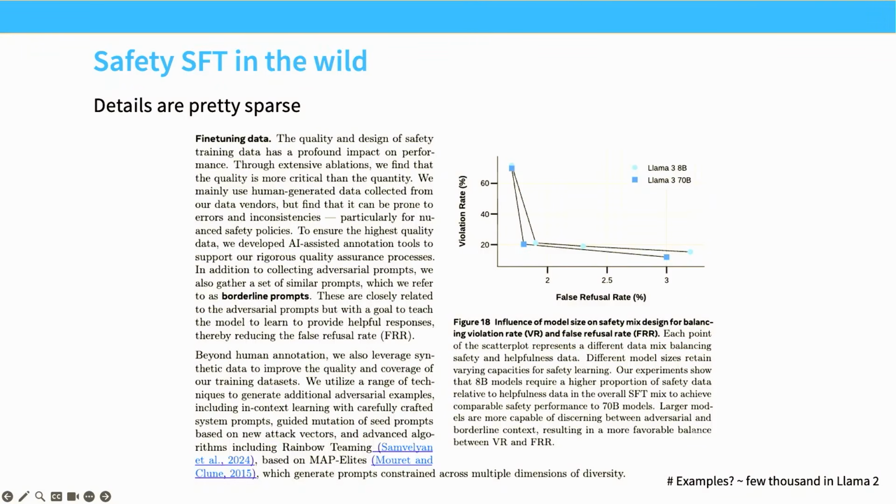Unfortunately, safety SFT information seems even more sparse than capabilities SFT information in publicly available documents. I pulled out the Llama 2 description of how they do safety SFT. If anything, this is one of the more detailed descriptions. But you'll see that they don't even talk about how many examples they used for safety tuning, which is kind of crazy to me.